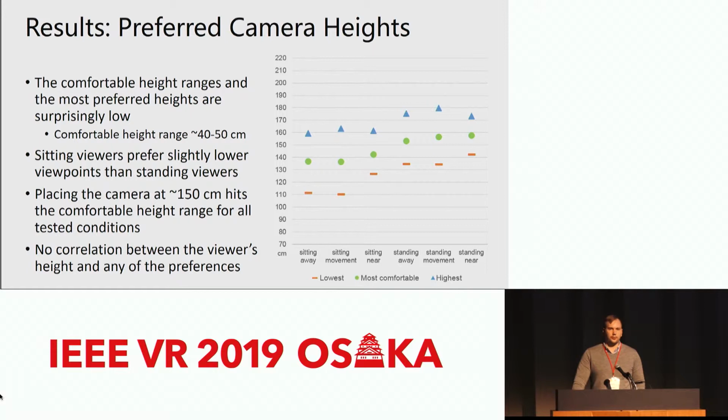The comfortable height range varies roughly between 40 and 50 centimeters. Sitting viewers prefer slightly lower viewpoints than standing viewers. However, the comfortable height ranges are large enough so that placing the camera at roughly 150 centimeters hits the comfortable height range for all tested conditions.